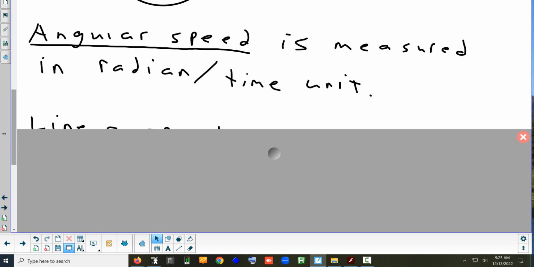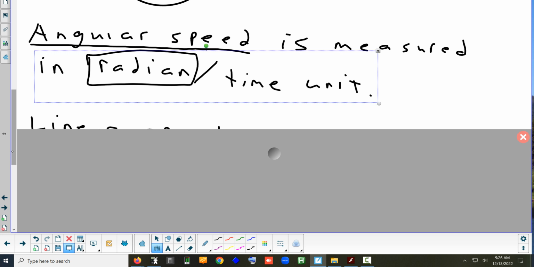In general, if you don't see directions on a problem and it says to find the angular speed, the default unit that you use is radians. If the problem says otherwise, find degrees per minute, find revolutions per minute, fine, then do that. But if you do not see a unit, use radians. And what about the time unit? I don't care about the time unit. Use whatever's in the problem. Minutes, seconds, days, hours, whatever.